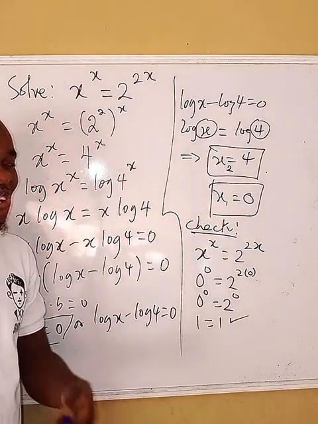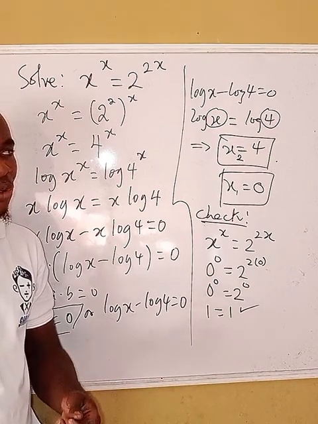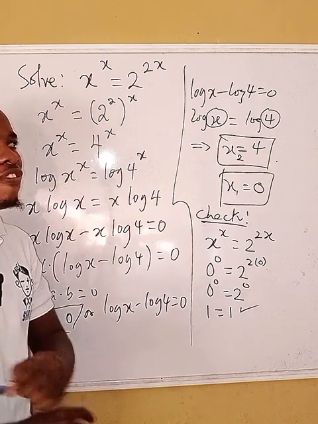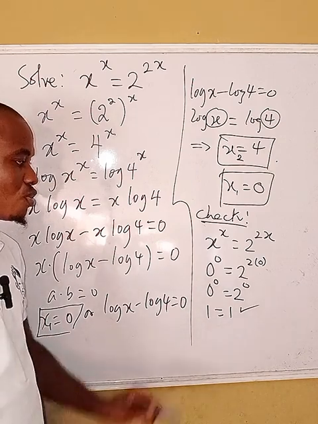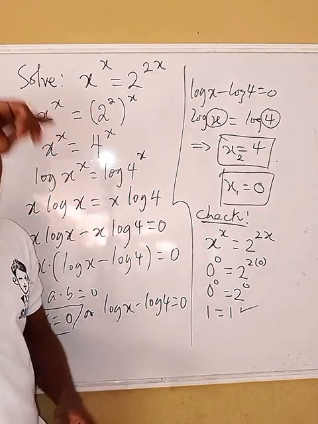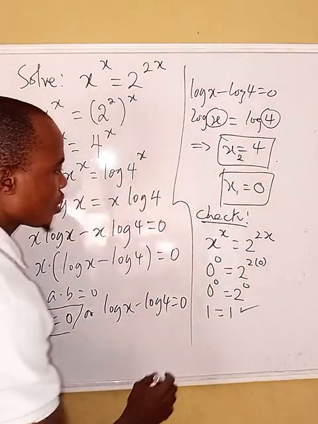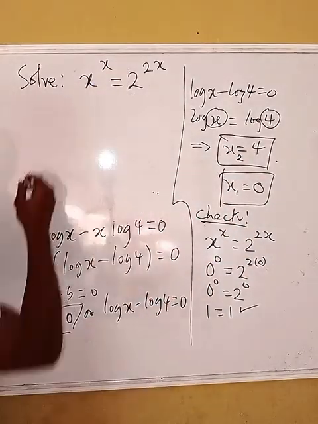Some say 0 raised to the power 0 is indeterminate. No, because there's no condition given to us. So any number raised to the power 0 will give us 1. Even 0 raised to the power 0 is 1. Okay, so that's satisfied. Now the second one, when x is 4.